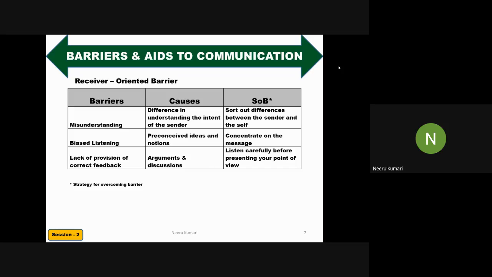Lack of provision of correct feedback. We don't get or we don't share correct feedback. Why we don't share correct feedback? Because we are scared of sharing feedbacks. Why are we scared of sharing feedback? Simple reason, very, very simple reason. The reason is we believe if I share, how are they going to understand and interpret?